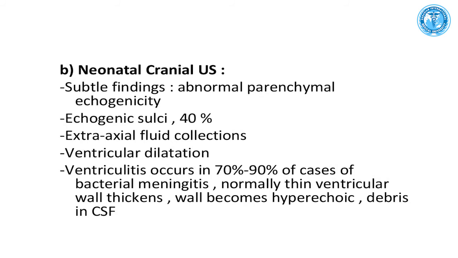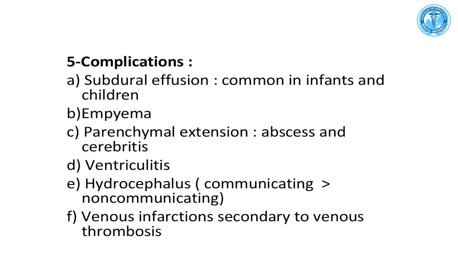Ventriculitis occurs in 70-90% of cases of bacterial meningitis. Normally thin ventricular wall thickens. Wall becomes hyperechoic. Debris in cerebrospinal fluid. And complications: A, subdural effusion, common in infants and children.